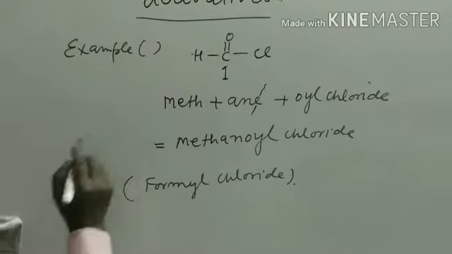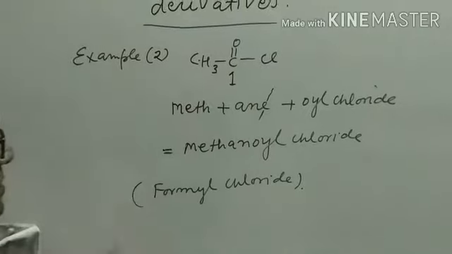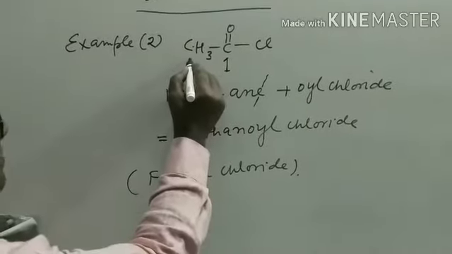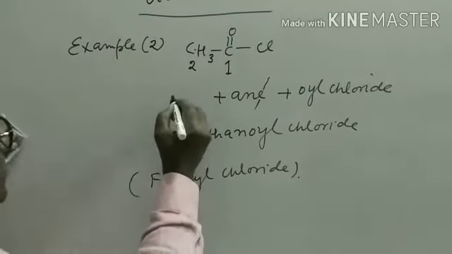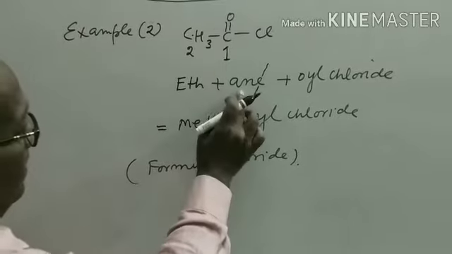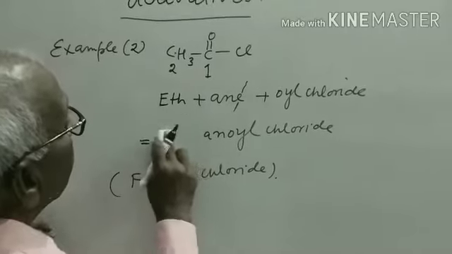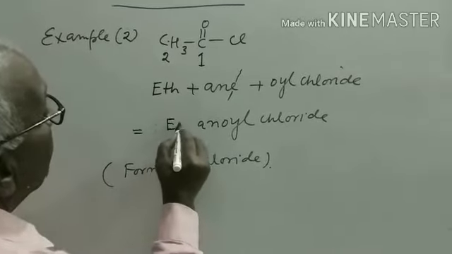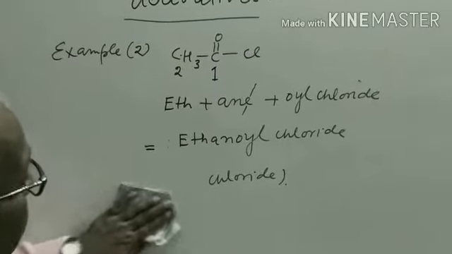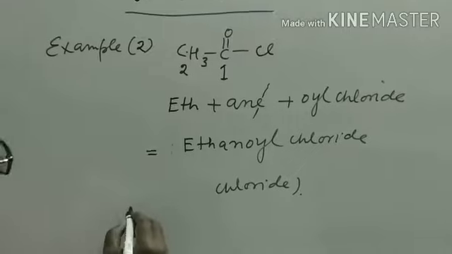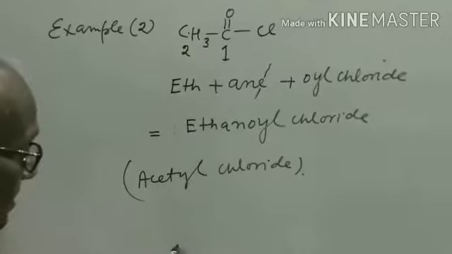Example 2. This is CH3COCl. This compound has got 2 carbon atoms, so its root word will be eth, ane plus oyl chloride. So it becomes ethanoyl chloride. The common name of this chloride is acetyl chloride. Acetyl chloride, it is the common name.